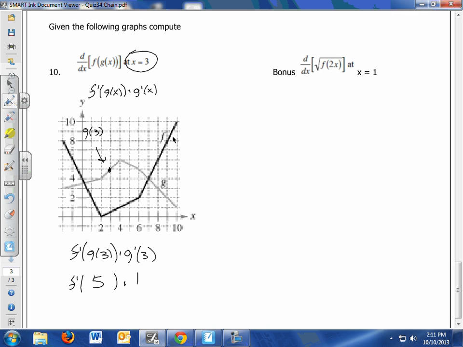Well, here's 5, and here's f. Okay? So f prime of 5 would be the slope of f at 5. And the slope is positive 1 over 2. So f prime of 5 is 1/2. G prime of 3 is 1. I will multiply just 1/2 and 1. This 5 no longer means anything. I found the f prime of 5. So 1/2 times 1 is 1/2. That's my answer. All right, see how I worked inside out.